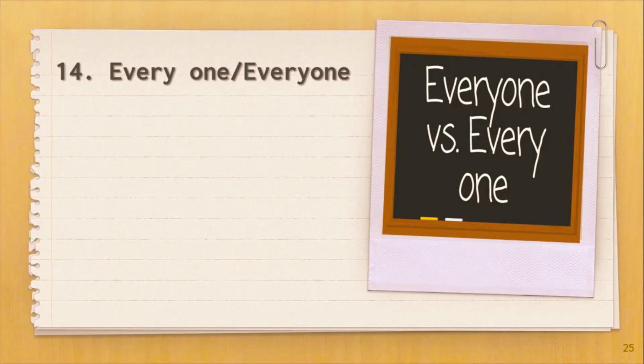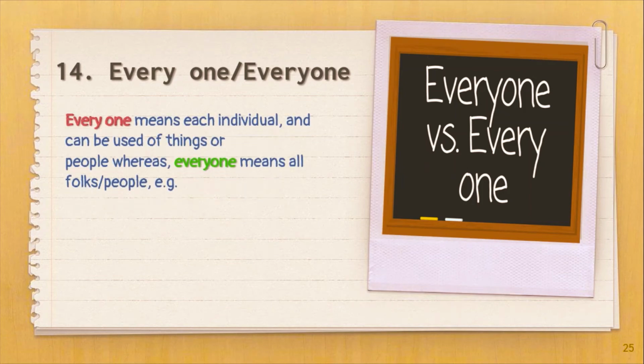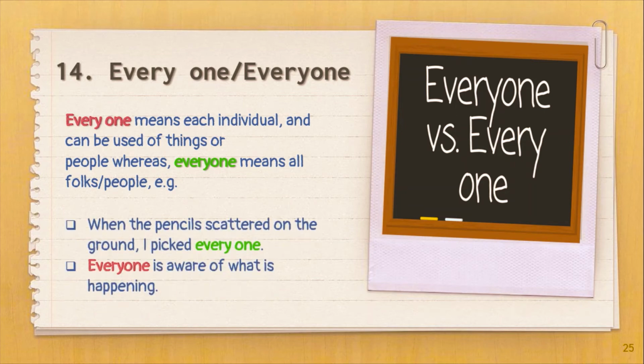Next grammatical error is everyone versus every one. Okay. Every one means each individual and can be used of things or people, whereas everyone means all folks, all people. Okay? So, example, when the pencils scattered on the ground, I picked up every one. Everyone is aware of what is happening. So, it is clearly emphasized that in the first example, the subject picked up the pencils scattered on the ground, every one or each of the pencils. Well, everyone is aware of what is happening. So, it clearly emphasized that everyone, or all the people, is aware of what is happening.